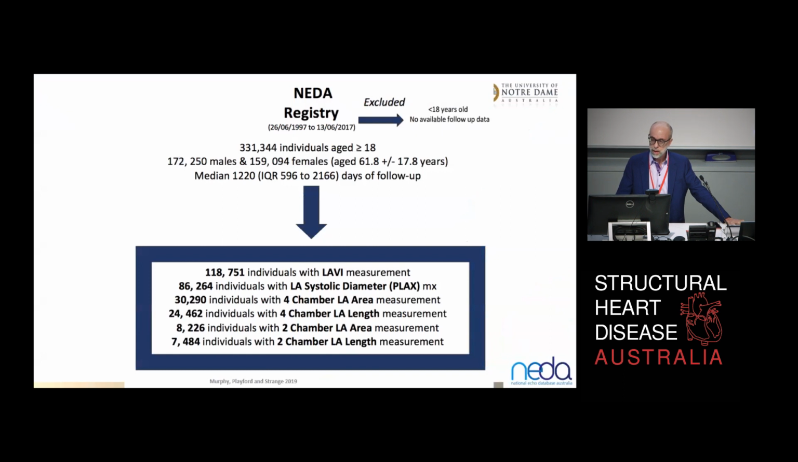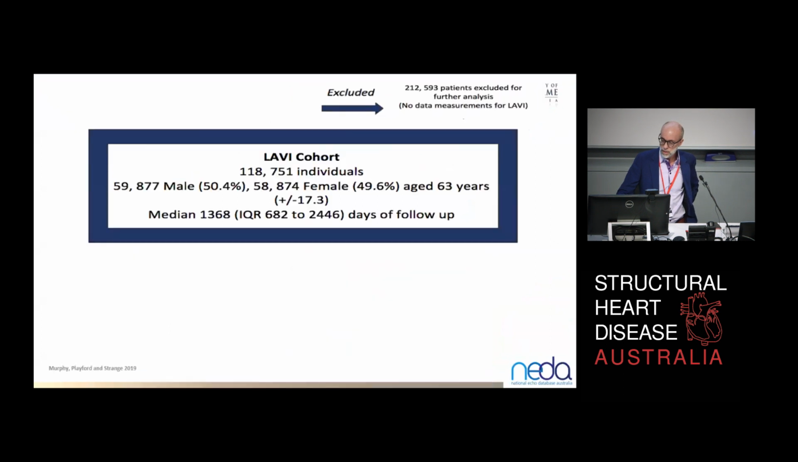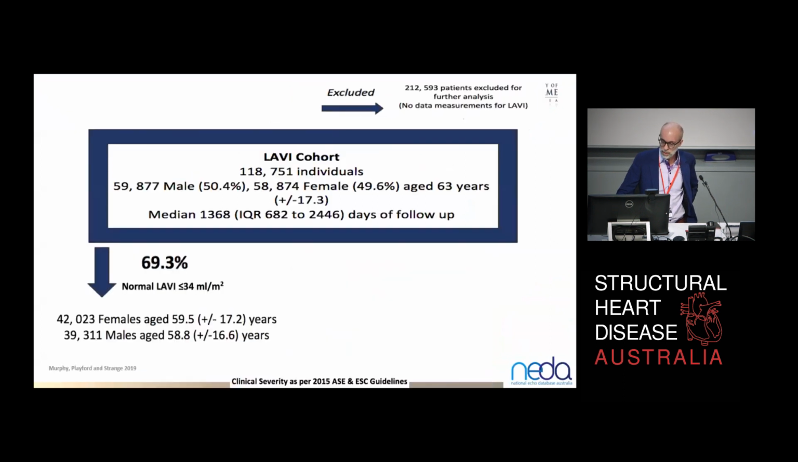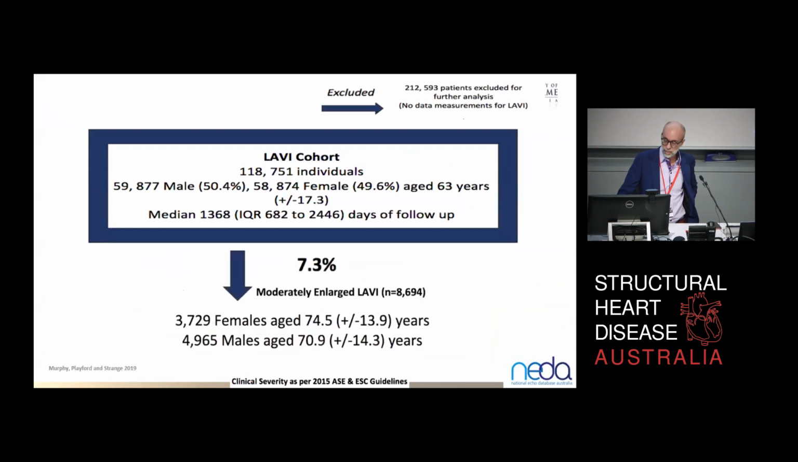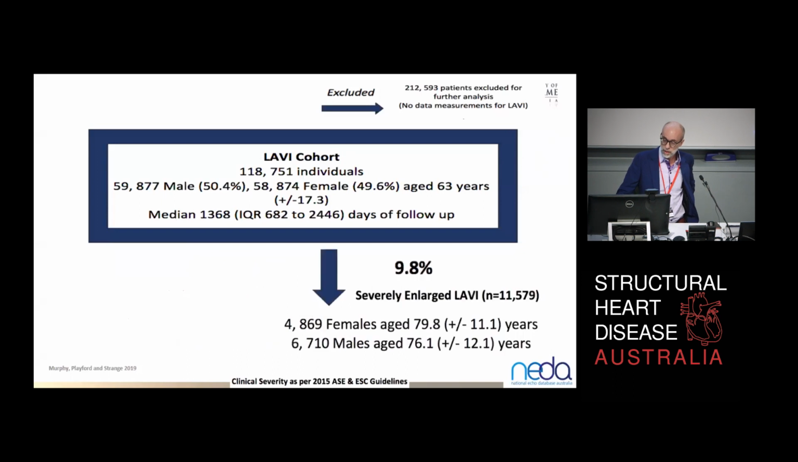So this is our previous data cut, which we published and presented at the ESC last year. This is on 331,000 individuals aged over 18. I won't go through the details in the interest of time, but most people had a normal left atrial volume of less than 34 mL per metre squared. A smaller number had a mildly enlarged, moderately enlarged, and then severely enlarged left atrium. Notice how many people had a severely enlarged left atrium, quite more than you would have thought.